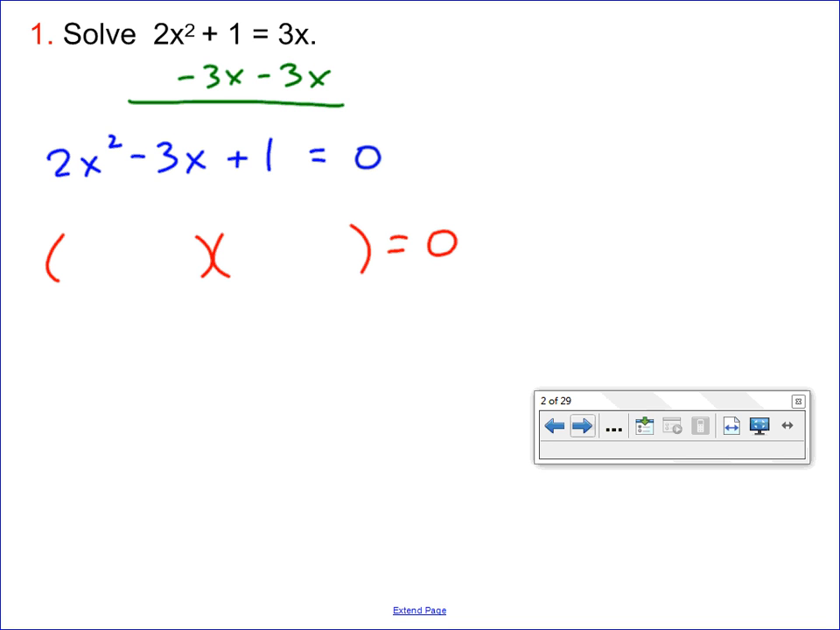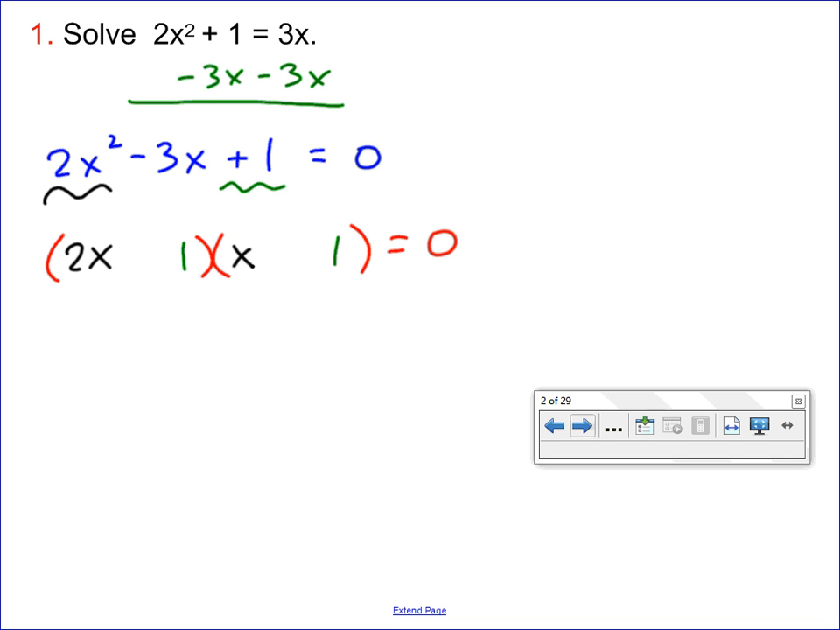Because our first is 2x squared, I know that my variables won't just be x and x, but rather 2x and x will be my first product to create that 2x squared. I also know that my last, positive 1, is going to come from 1 and 1. There's no other integers that will multiply together to give me that 1. And now I'll go ahead and consider the signs.